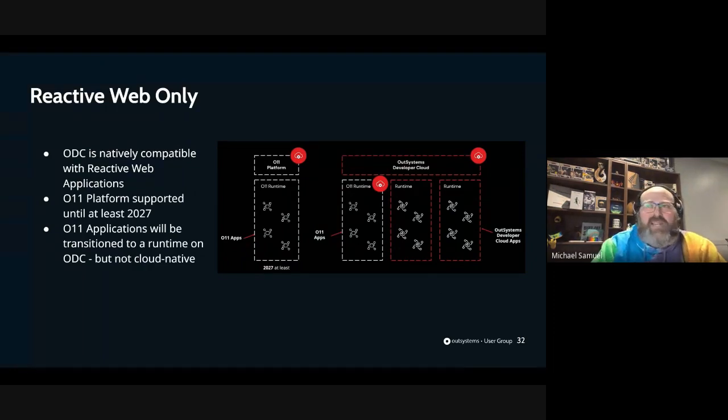Reactive web only: native compatibility is only with reactive web at the moment. The OutSystems 11 platform will be supported at least until 2027. Then OutSystems 11 applications will be transitioned to a runtime on ODC. It's not exactly clear yet if that's going to include traditional web. There might be some smarter brains on here that can advise on that, but traditional web may not be supported on that ODC OutSystems 11 runtime. So they'll exist within that runtime on ODC, but not be cloud native, so they won't have the benefits of being cloud native, such as scalability.